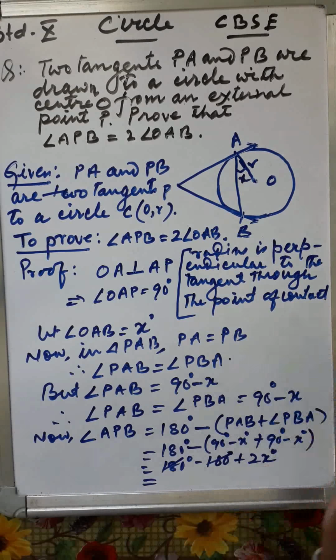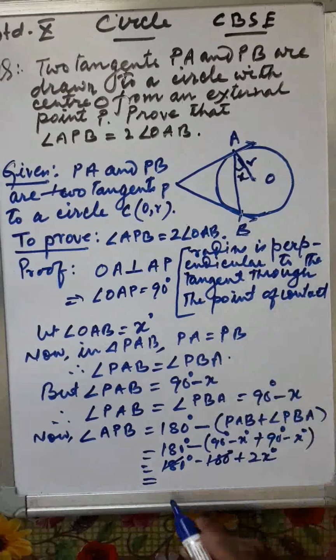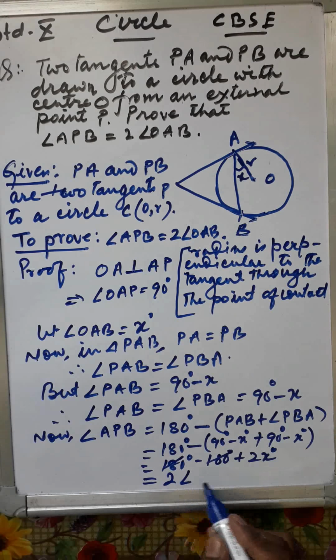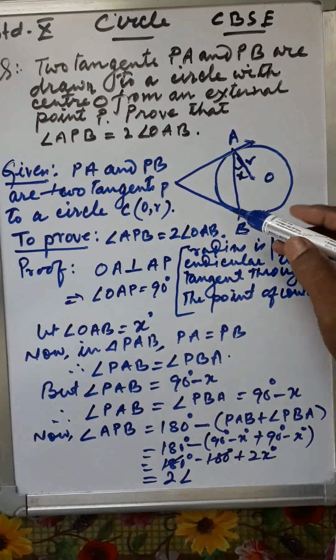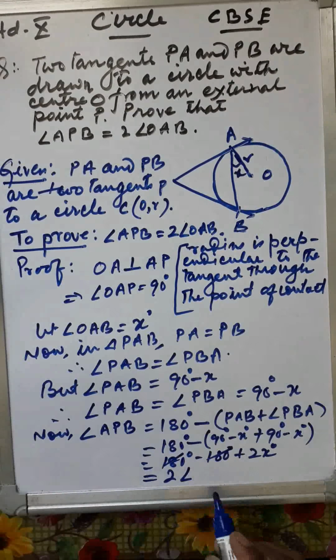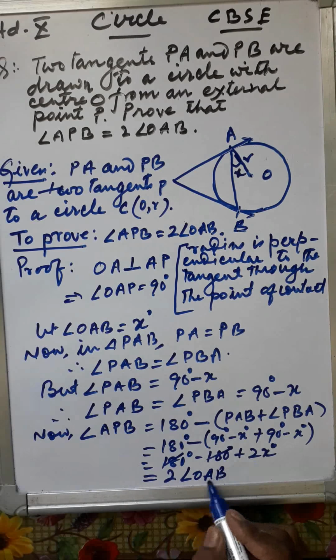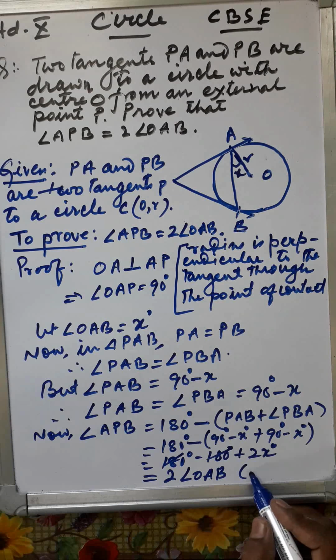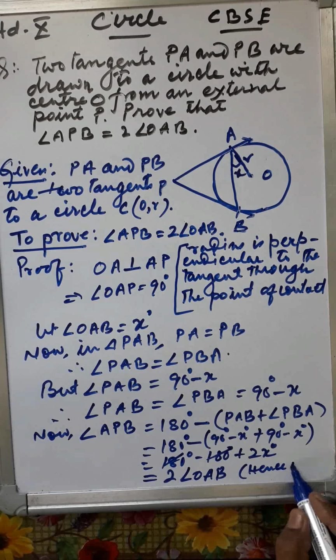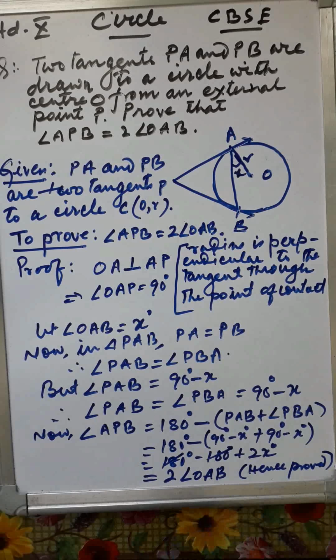So you are getting angle APB is equal to twice x, and already we have taken x as angle OAB, and this you had to prove. Hence proved.